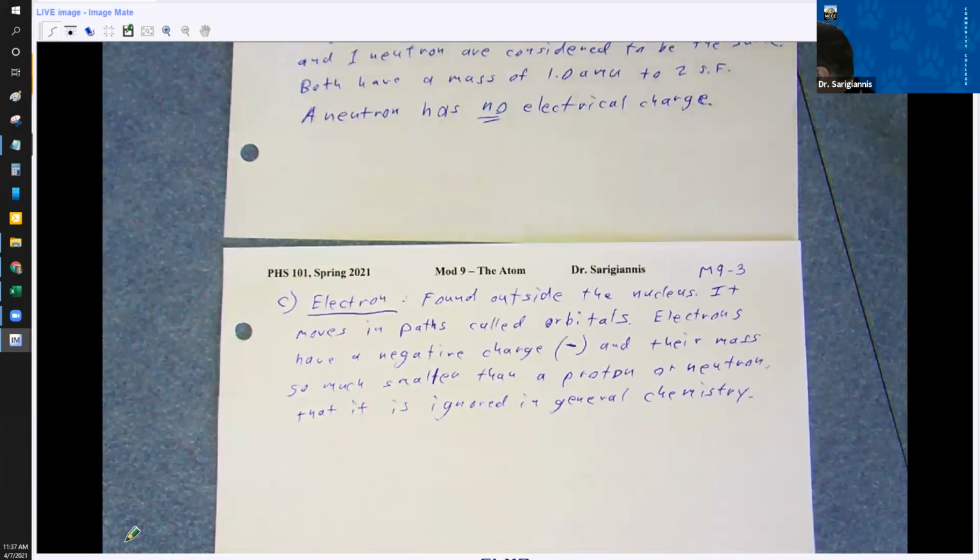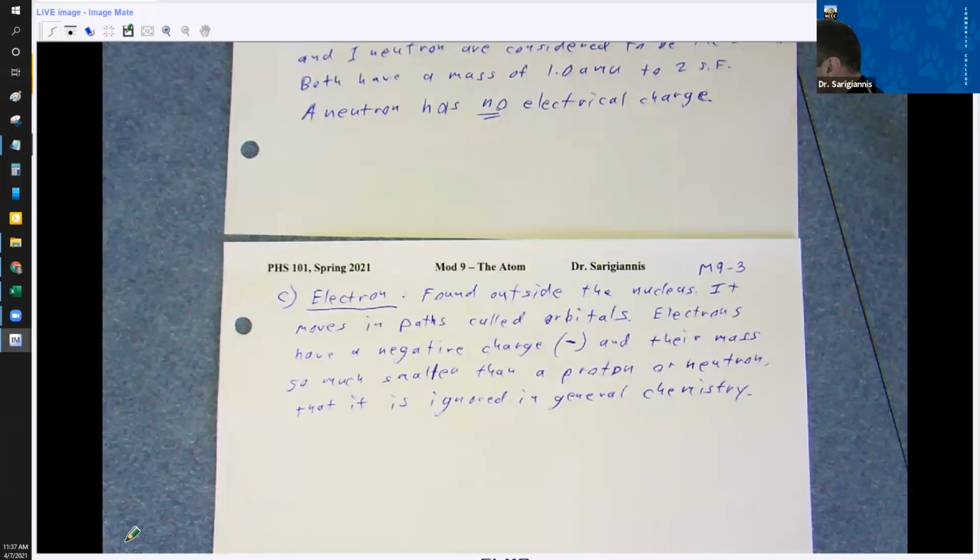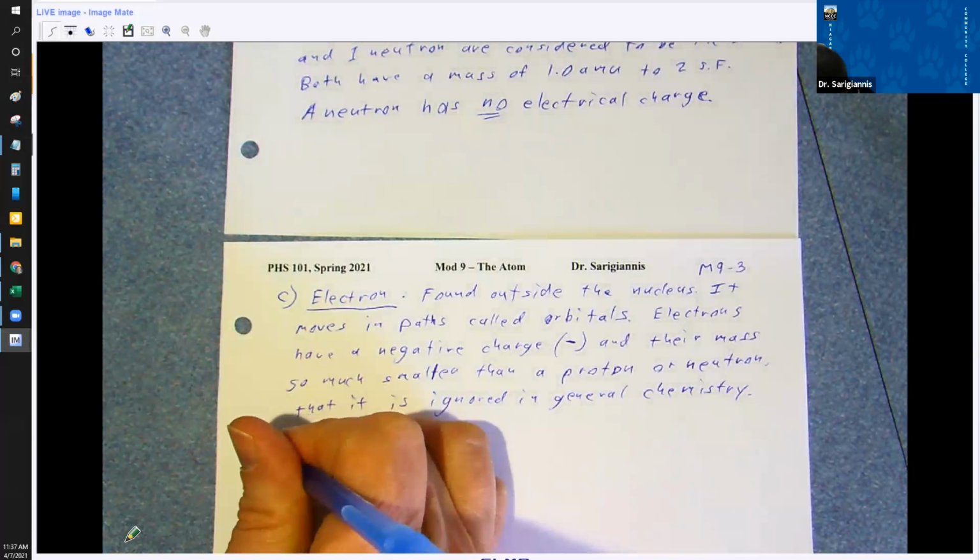All right, so we talked about the particles that make up the components of an atom, and we talked about the charges. So let me just talk about the law of charges here.